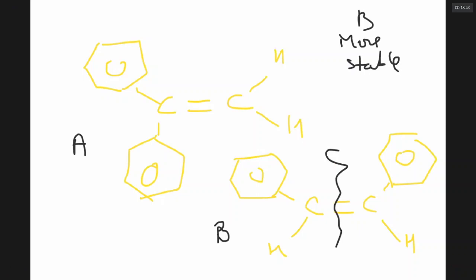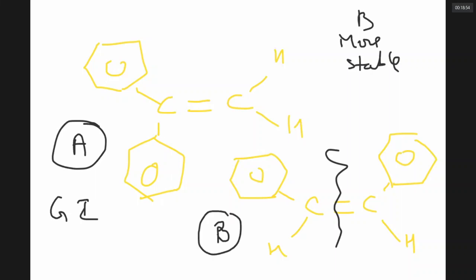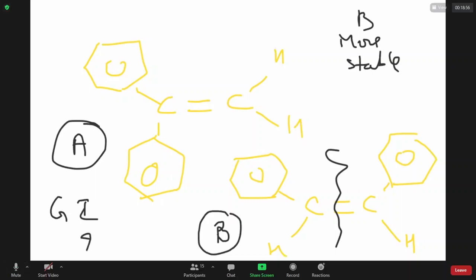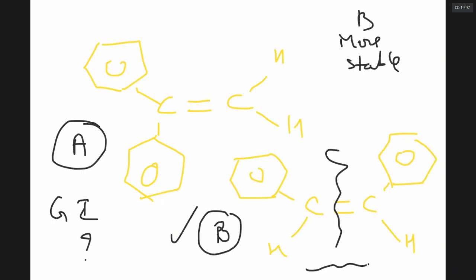Question: can A show geometrical isomerism? Geometrical isomerism means cis and trans. Of A and B, which can show geometrical isomerism? B. Perfect. Now B can. Whatever I wrote is the cis form. If you write benzene on the opposite side in one carbon, it is called the trans form. Are you very clear about it, sir?